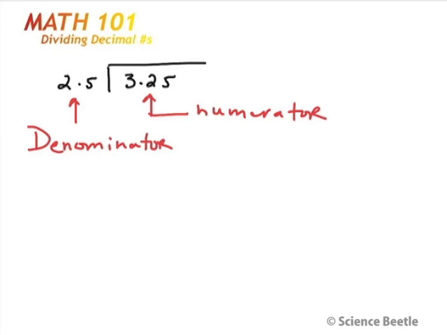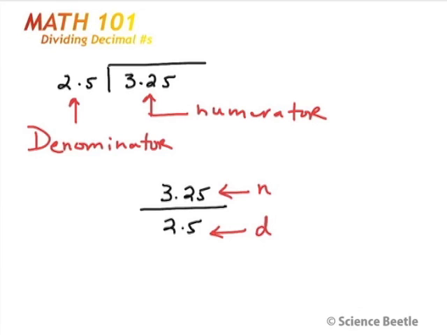And what does that really look like? The reason it's called the numerator and the denominator is because it usually is presented in a different form, which is 3.25 over 2.5. What this really means is that you take the top number, which is the numerator, and I'm going to represent that with an N, and then the bottom number is the denominator, which I'm going to represent with a D.